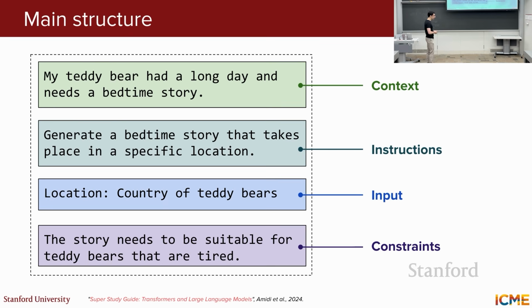Then, if you have some tasks that you want the model to perform, you have instructions. These instructions are some sort of function that takes something as input, so you add some inputs. And in order to get what you want out of the model's response, you may want to add some constraints. So here we took our favorite example with a teddy bear.